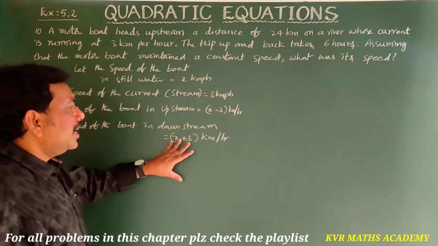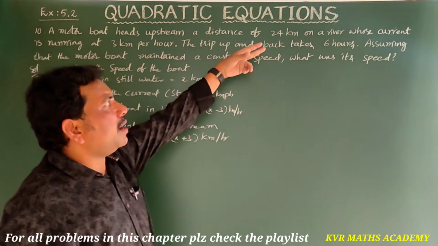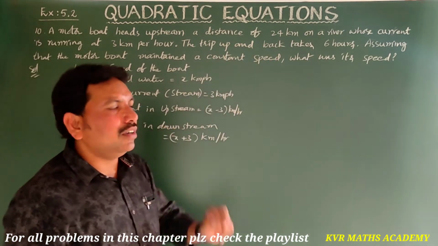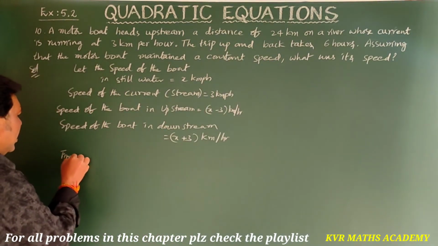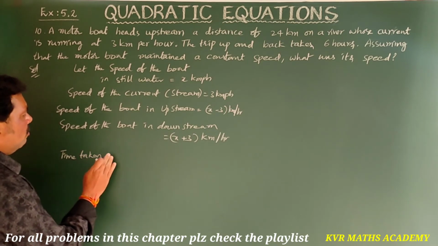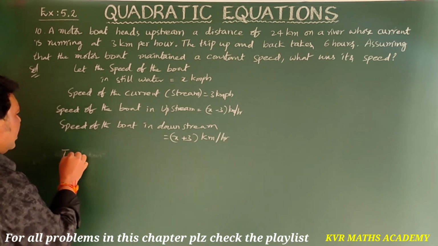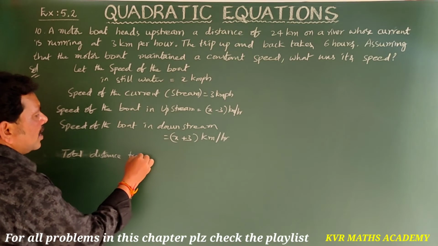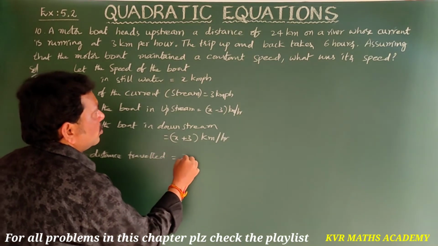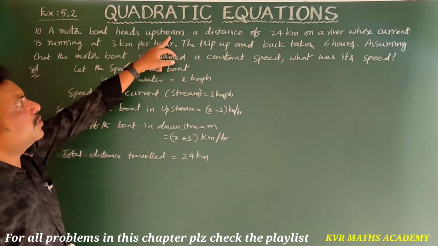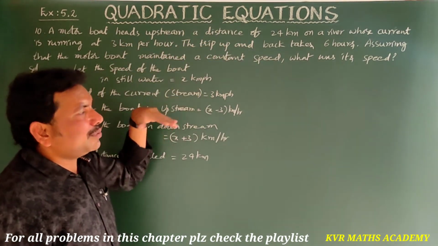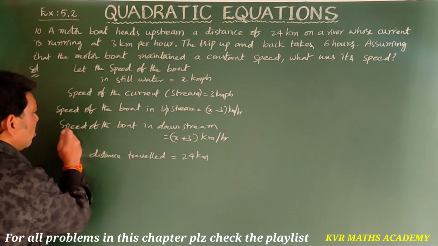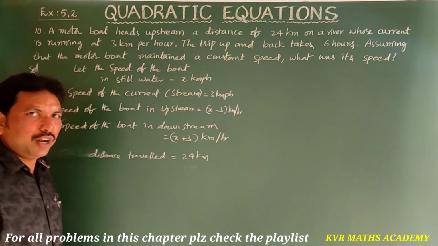Next, the time taken for the trip up and back is 6 hours. Total time taken by the boat for the trip up and back is 6 hours. Now first write down the total distance traveled. Upstream a distance of 24 kilometers and downstream 24 kilometers. So the distance traveled each way is 24 kilometers only, let us take.